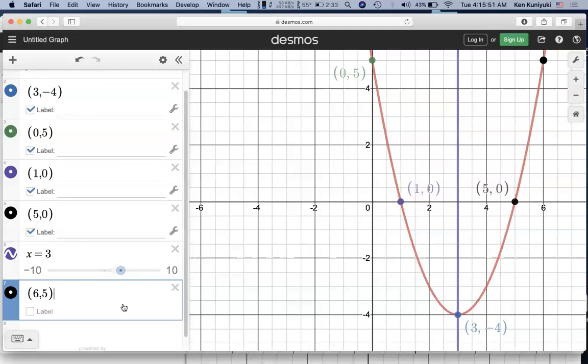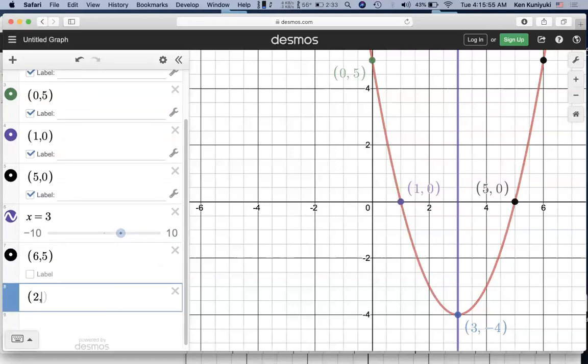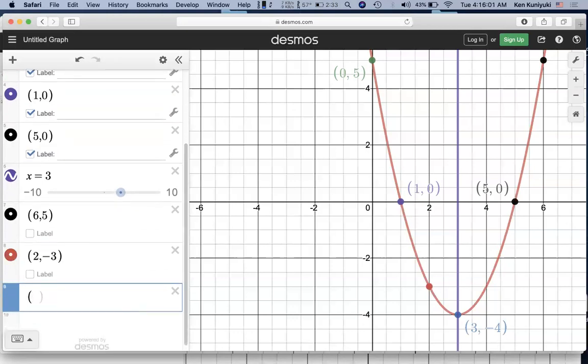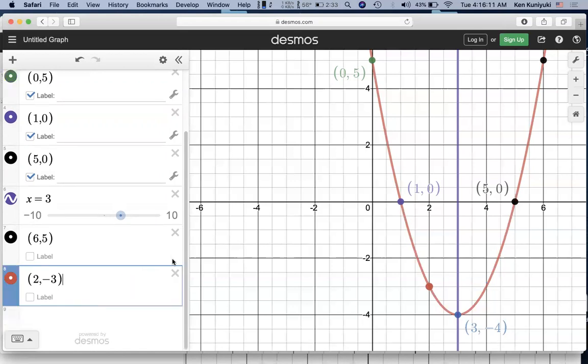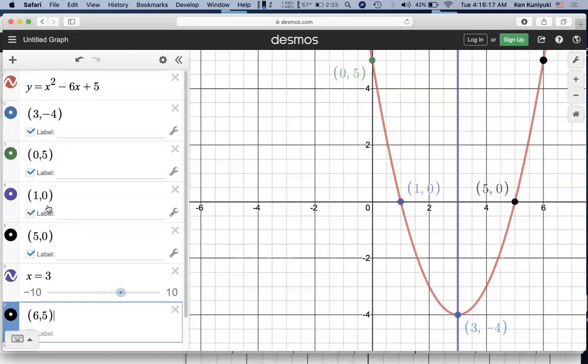On top of that, you can do some more point plotting. For example, if you plug in x equals 2, it turns out that (2, -3) is also a point on the graph. Therefore, by symmetry, (4, -3) is also a point on the graph. So you can do a bunch of point plotting. Again, we're lucky because these were all integer coordinates. But even without those 2 last points, with these 5 points alone, we can get a very good sense of what this parabola looks like.